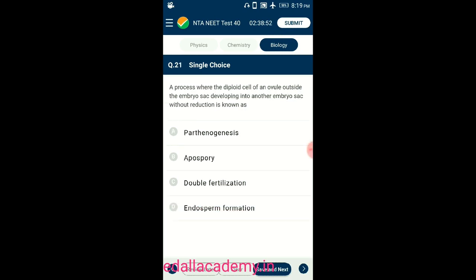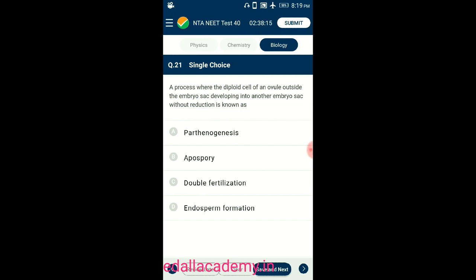Question number 21. A process where the diploid cell of the ovule outside the embryo sac develops into another embryo sac without reduction is known as. A process where the diploid cell of an ovule outside the embryo sac develops into another embryo sac without reduction is known as apospory. When a diploid cell of the nucellus divides to form a diploid embryo sac which contains a diploid egg cell from which the embryo develops without fertilization or gametic fusion, then it is called apospory.